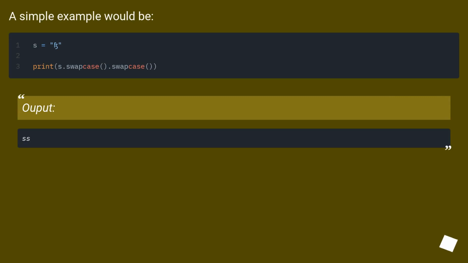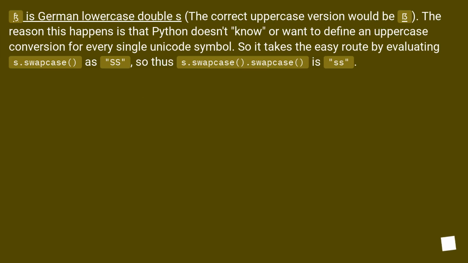A simple example would be this one, and the output. Sharp S is the German lowercase double s. The correct uppercase version would be sharp S.